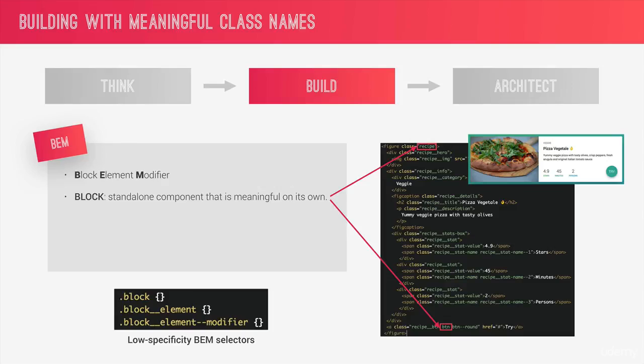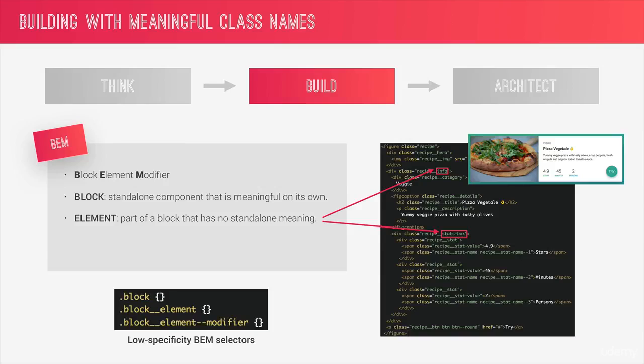And note how these two blocks are actually nested. So the button block is inside the recipe block, and that's perfectly normal and acceptable. Next, an element is a part of a block that has no meaning on its own. So in our example, that could be the info panel or the stats box, but there are lots of other elements there. But again, if we take one of these elements out of the block, then they wouldn't be useful at all. They wouldn't have any meaning.